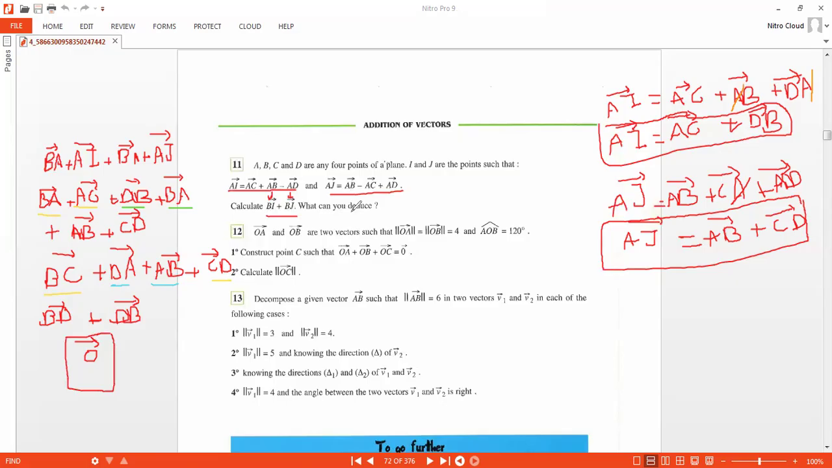What does that mean? What can we deduce? We can deduce that B is the midpoint of IJ. Do you still remember when we said that if I have BI plus BJ equals 0, then B is the midpoint of IJ? So we can deduce that B is the midpoint of IJ. So that was our lesson. Next week, of course, we're going to start a new lesson, which is multiplication of vectors.